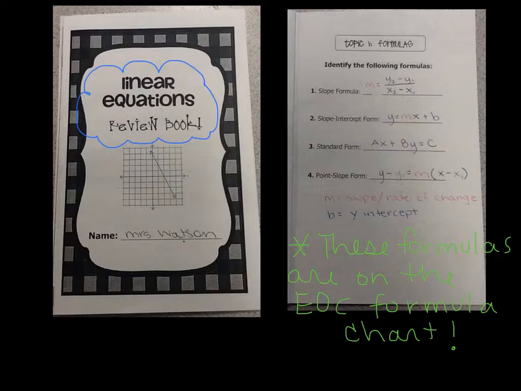So the front of your book looks like this. I returned it to you in class today. And then when you opened it up, the very first thing you saw was topic 1, which reviewed the different formulas that you were supposed to be aware of. Now don't forget, you don't have to memorize these, because these formulas are actually going to be on your EOC reference materials, so you'll have a formula chart with these on there.